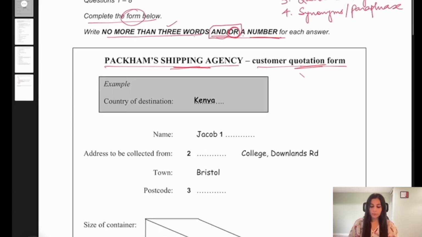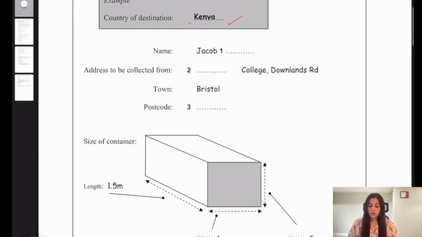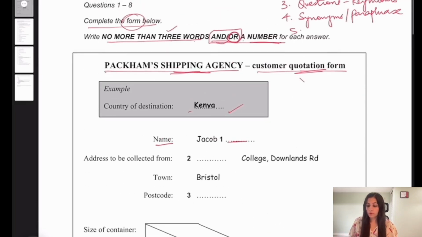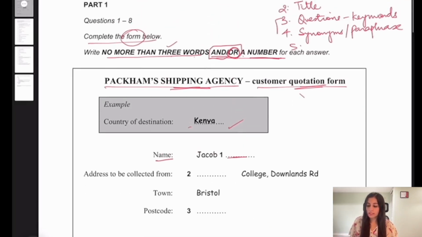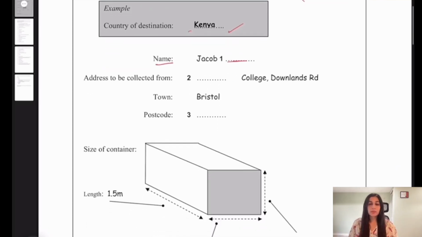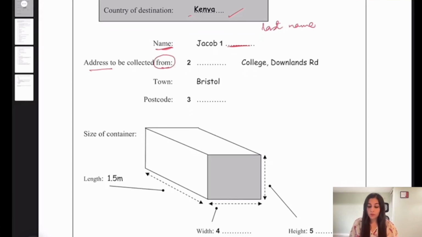So let's start. Example is given to you: country of destination, Kenya. Now here we have name, so obviously this blank we have to predict. Also, I'll do all of these things simultaneously. We have to read the question, underline the keywords, think of the synonyms, and predict. So this is pretty basic. You don't have to think about the synonyms because name would be pretty direct. So this is going to be the last name of the person. So listen to that carefully. Then address to be collected from. So we have to predict the address.